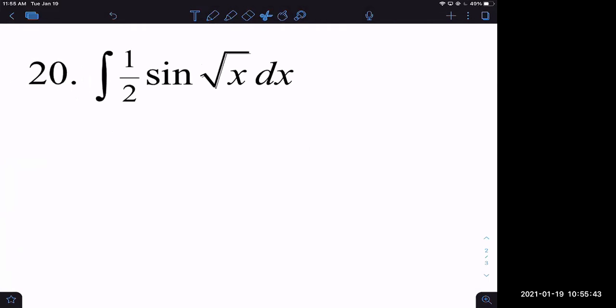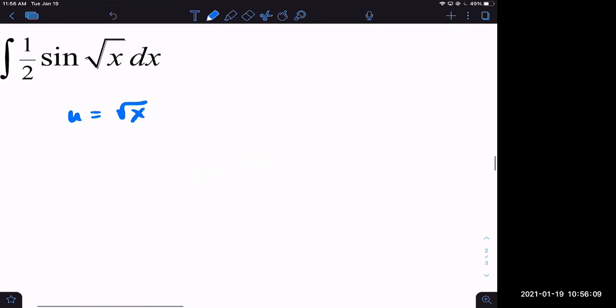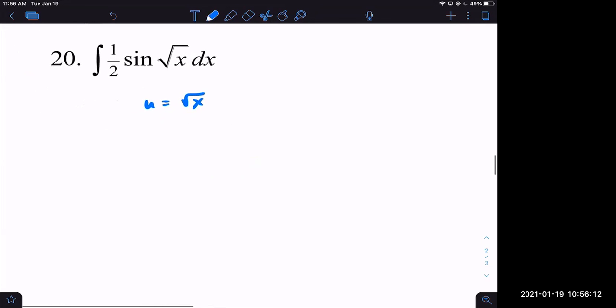So on 20, we have this. What do you guys think? If I'm at a loss, I kind of go down the list. I can't do regular u sub. That doesn't work. But I do have that root x, which makes me think, could I do the weird u sub? So I'm going to try the weird u sub, which is u equals root x. And then what do I do, just like the start of the last question? Good. We square both sides because we want to get the x by itself and then take the derivative.